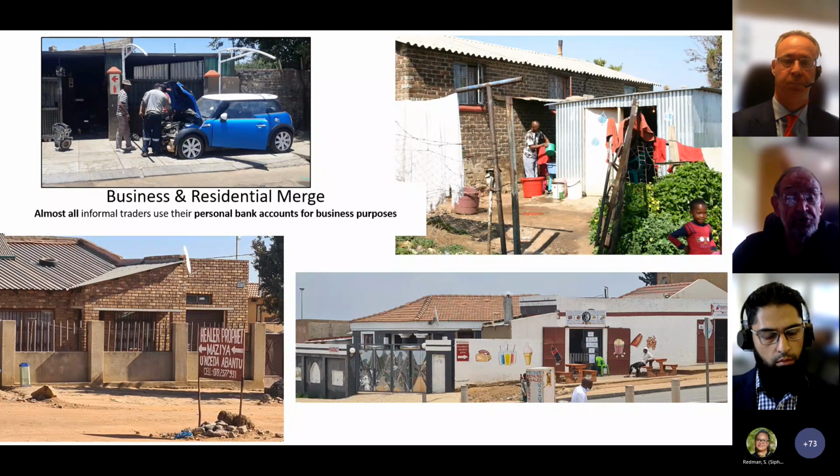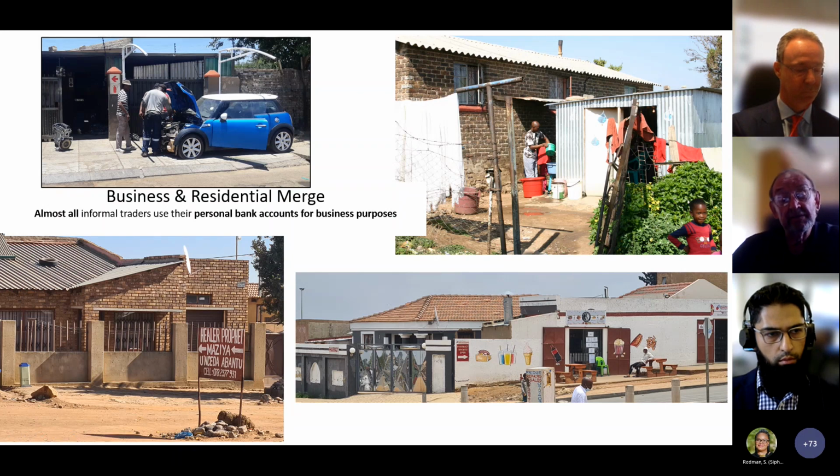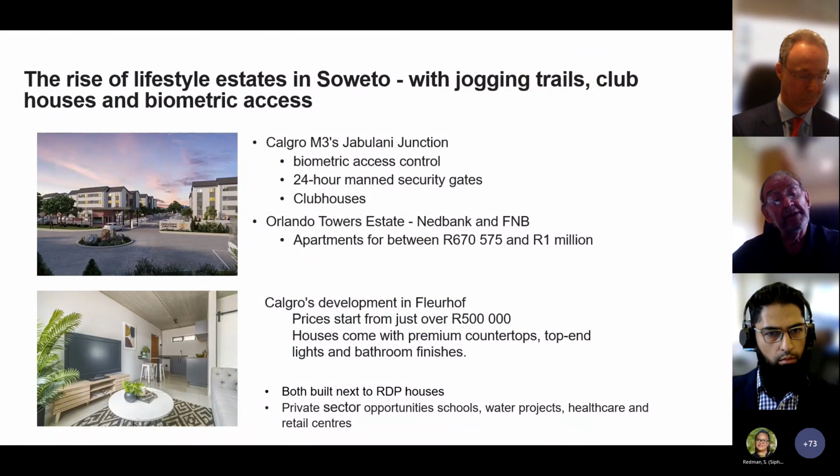There's a tendency in the townships to move business to the residential areas. So, for example, you've got auto traders and repairmen working from home. The picture on the right shows a laundry. There's a traditional healer, a prophet. And also we see significant growth in the spaza shops, which are built as an add-on room to the main dwelling, as you can see in the bottom right picture. So what we are seeing is a significant growth of retail activity at the household level. There's also a growth in lifestyle estates, particularly starting off in Soweto, where Calgary has developed Jabulani Junction.